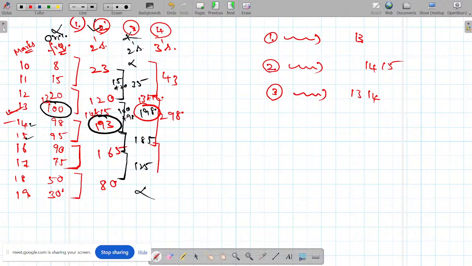Then again in threes. What's the value? 215. So if I do it this way, what would be my modal value? The highest is 298, and this 298 corresponds to 13, 14 and 15. This would be my modal value, from column 4, where I am getting 13, 14 and 15.